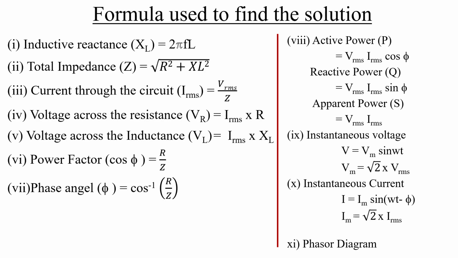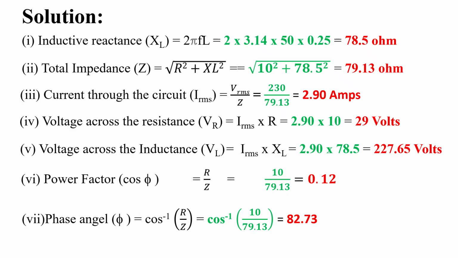Then instantaneous current i equal to Im sin of omega t minus phi. So this phi indicates that it is an RL load, so it is a lagging power factor. So omega t minus phi. Im equal to root 2 Irms. Next finally, phasor diagram.